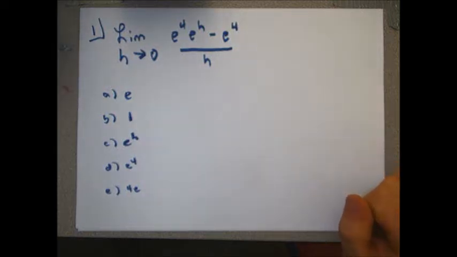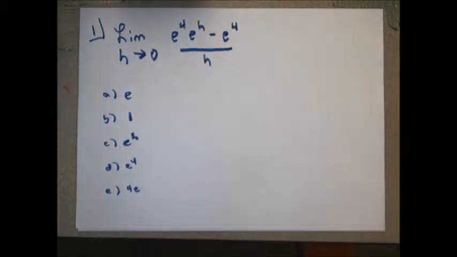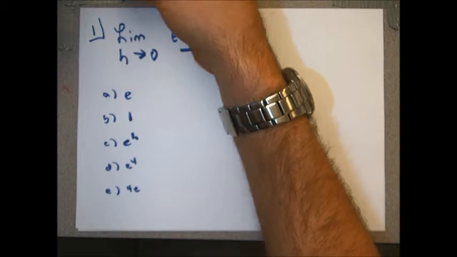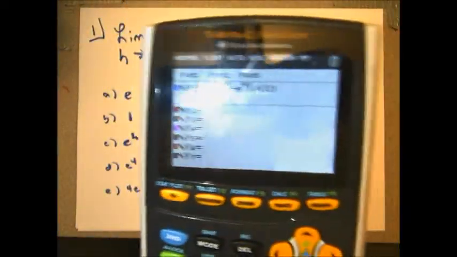Okay, number one on the calculator section is a limit question. It asks you the limit as h approaches 0. For this thing, we really have no idea what this looks like. You maybe could recognize this as a difference quotient, but that all said, my first instinct was I wanted to graph it, so I'm going to show you in the graphing calculator.